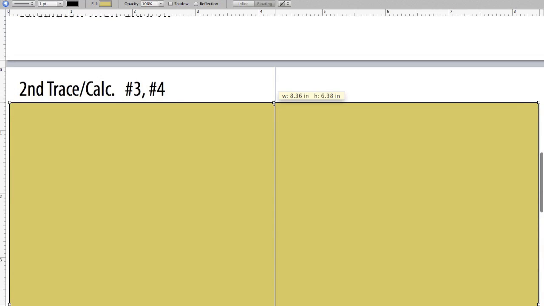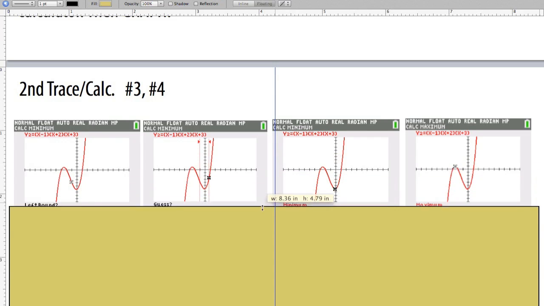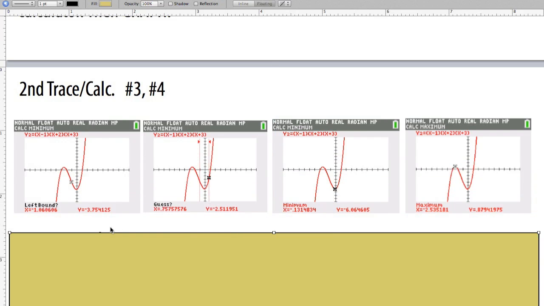I've got a couple of screenshots that I want to show you, and then I'm going to go through it with you. When you first find the minimum value, it's going to ask you for a left bound, a right bound, and then a guess, and then you'll be able to find your minimum values. And here I found the minimum, and here I found the maximum. You can see that here and here.